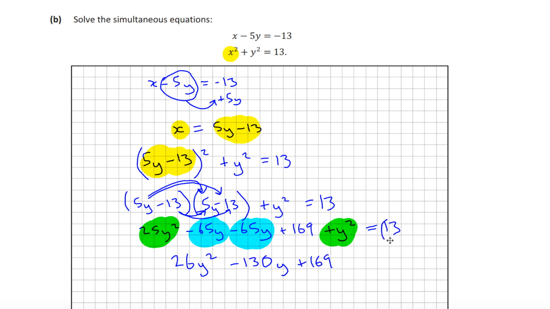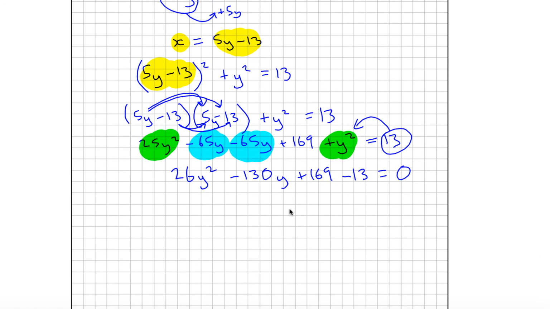And then I'm actually going to, in one go here, bring this 13 over to the other side, over to the left. It's going to become minus 13 is equal to 0. The reason I'm doing that is I can see here there's a quadratic equation shaping up. I have a y squared term, a y term, and now constants. So I always want my quadratic equal to 0. So let's keep going. We've got 26y squared minus 130y. And then 169 minus 13 is 156. And that's equal to 0.